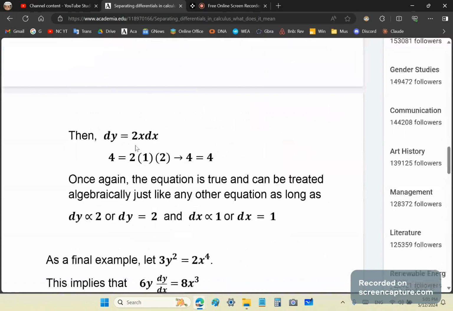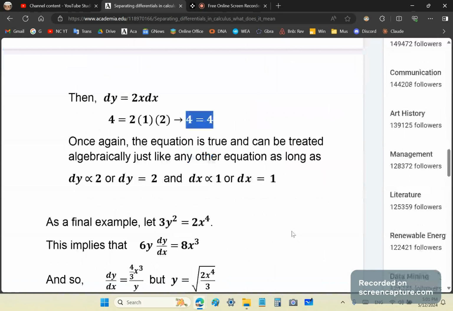And of course, dy in this case is 4, dx is 2. And again, we have 4 is equal to 4. So once again, the equation is true and can be treated algebraically just like any other equation, as long as dy is proportional to 2 or dy equals 2 or some equivalent, and dx is proportional to 1 or dx is equal to 1.